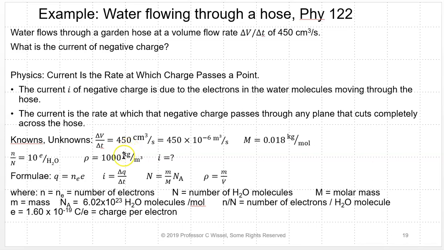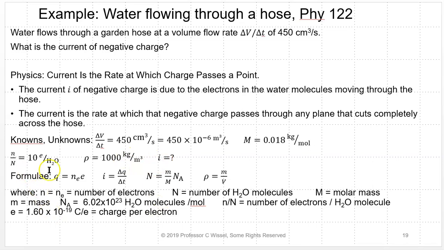The knowns and unknowns. Delta V over delta T, that's the volume flow rate, is 450 cubic centimeters per second. We want to immediately convert that to SI. That's 450 times 10 to the minus 6 cubic meters per second. The molecular weight of water is 0.018 kilograms per mole. You get that off the periodic chart or look it up. The little n over big N is 10 electrons per water molecule. The density of water is 1,000 kilograms per cubic meter.